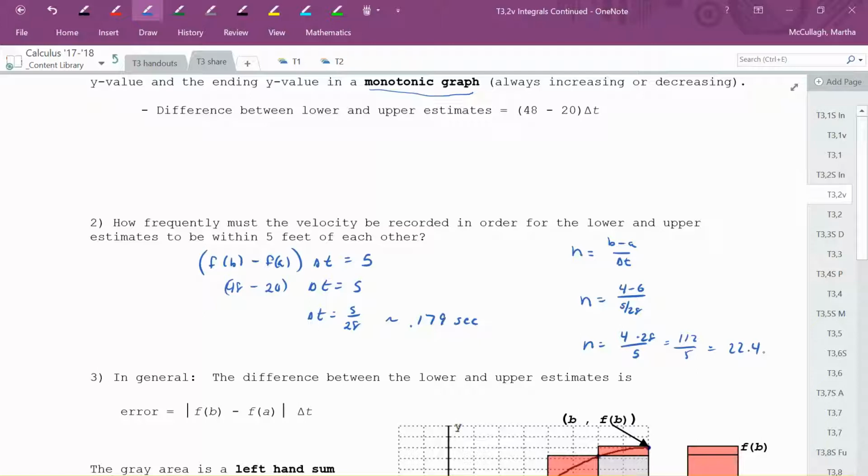And if I want to be within 5 feet, I've got to have at least 22.4 intervals. So if I were to round this down to 22, I'm not going to come as close as that 5. So I'm going to need to let my n equal 23 intervals. This part wasn't asked for in the problem, but it certainly is something to consider. As the problem was asked, it's how frequently we must take a measure: every 0.179 seconds.